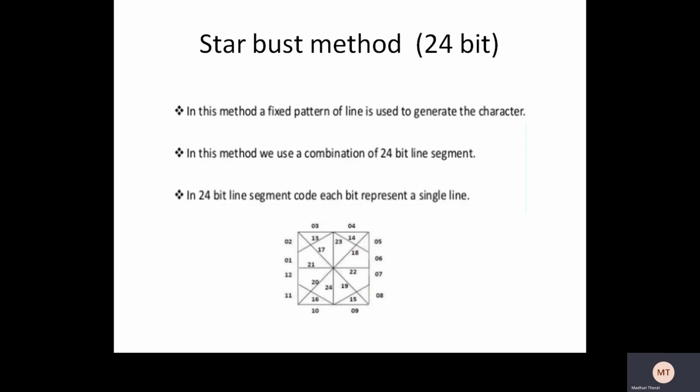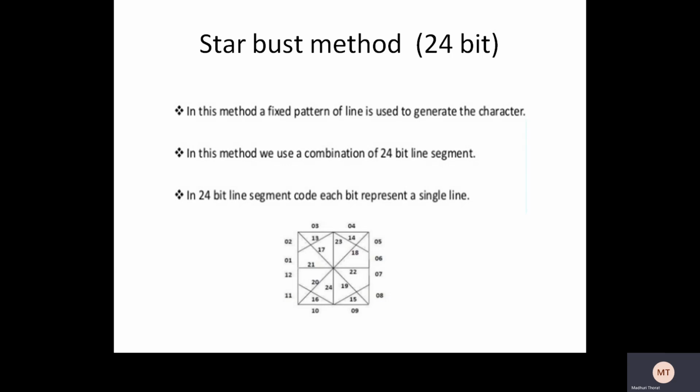Next one is the starburst method. In this method, a fixed pattern of lines is used to generate the characters. We use a combination of 24 line segments. There are 24 line segments, and out of these, the segments required to display a particular character are highlighted.